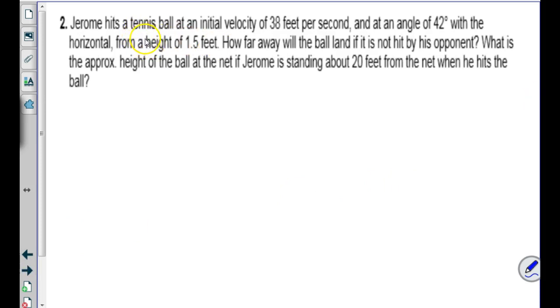Jerome hits a tennis ball at initial velocity of 38 feet per second. This is V sub 0. At an angle, this is theta. Don't get them backwards, guys, because you won't get the right answer. From an initial height of 1.5 feet, that's H sub 0. So what am I typing in for X?